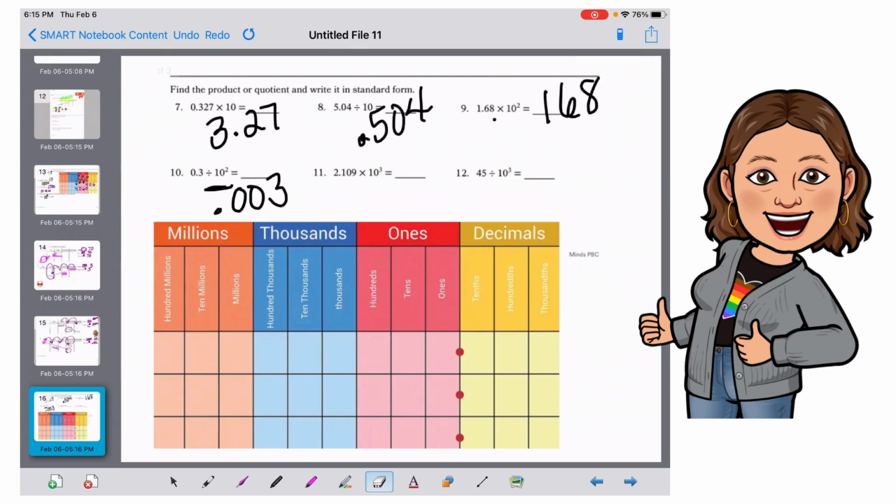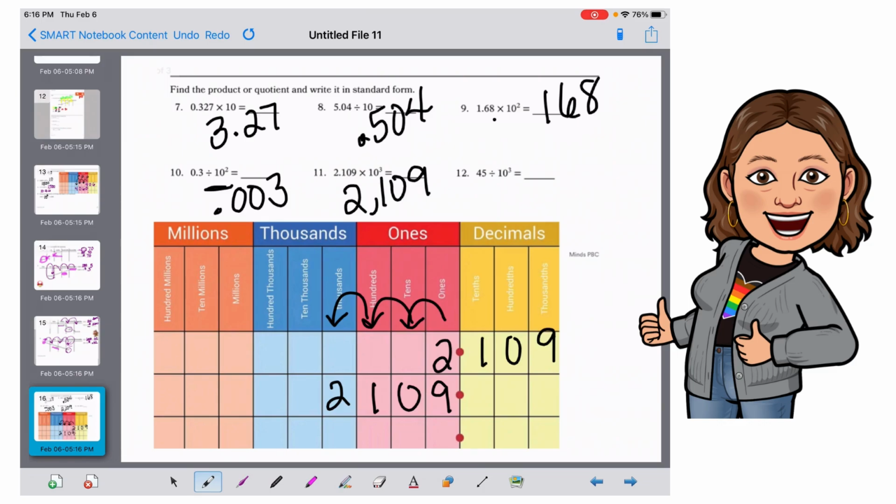Okay, number 11, we have 2 and 109/1000ths. We're going to multiply by 10 to the third power. That tells us we're going up 10 times 10 times 10. That is our new home of the 2. Everything moves up with it. So our new answer is 2,109.